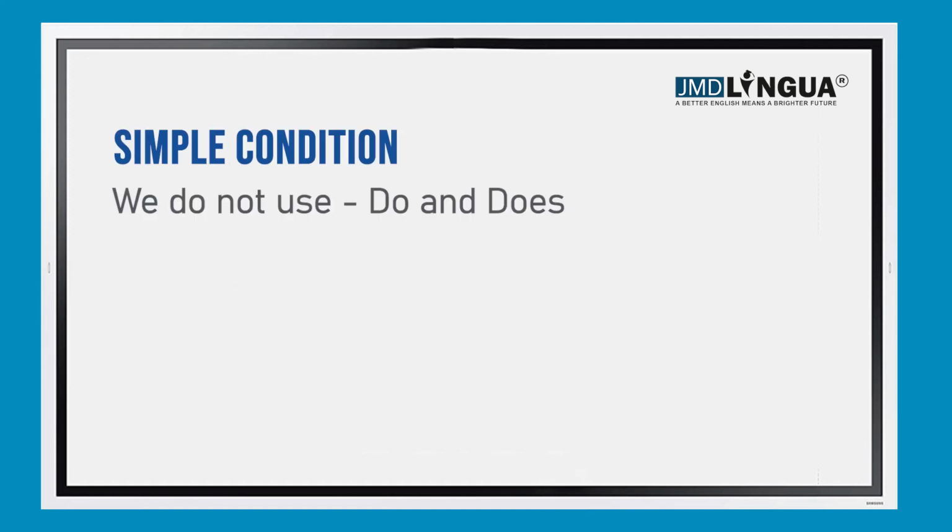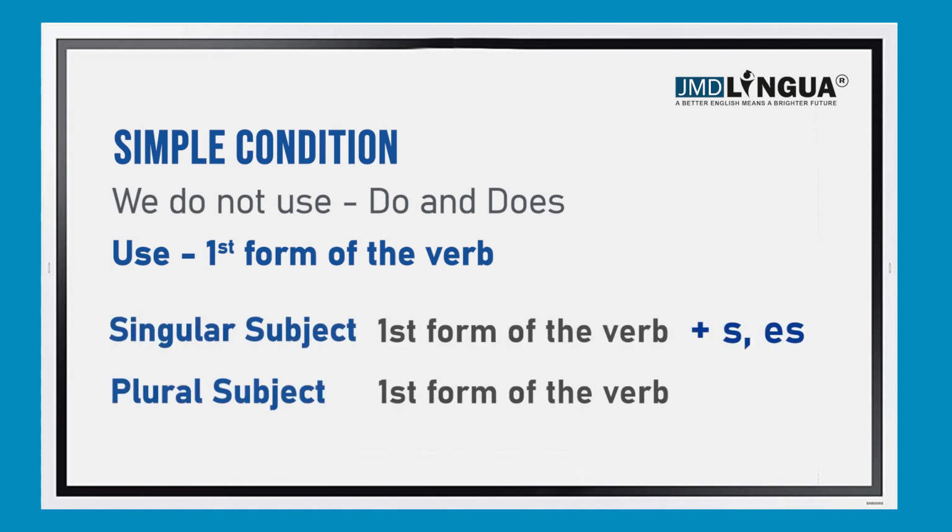In simple condition, we do not use do and does. When we do not use do and does, then we use first form of the verb. With singular subject, when we use verb, then we use s or es, and with plural subject, we use only the first form of the verb. So this is simple condition.